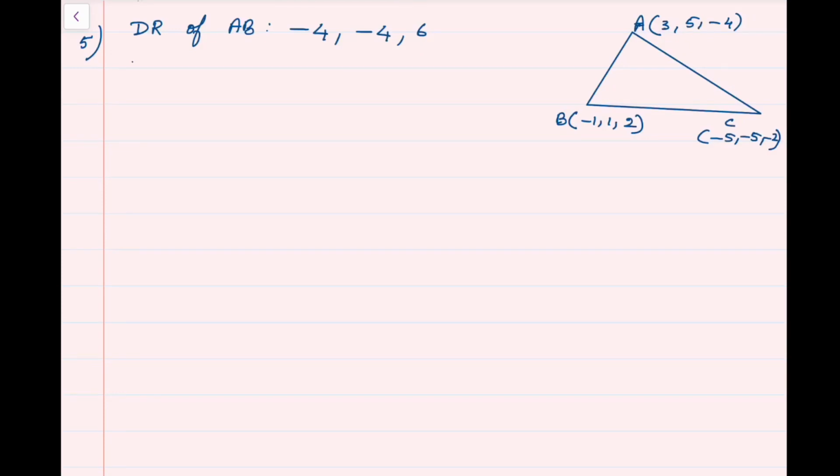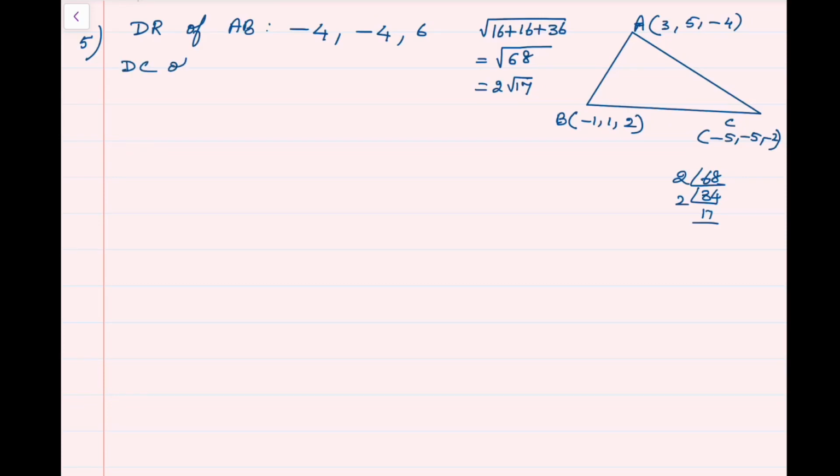To find DCs of AB, we need to divide by the magnitude. Let us find the magnitude of this. Root of 4 square plus 4 square plus 6 square, which is root 68. Root 68 can be simplified. Let us do prime factorization. It can be written as 2 times root 17.